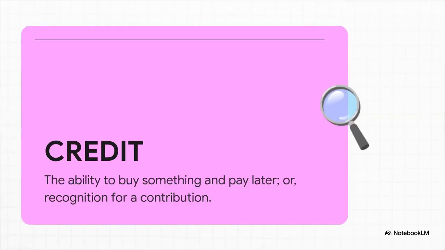Our final word is credit, and it has 2 really common meanings that are important to keep separate. First, there's the financial meaning. Credit is the ability to buy something now and pay for it later. She has a good credit score, so the bank approved her loan. But the second meaning is all about recognition or praise. If you give someone credit, you're saying, hey, you did a great job. The coach gave credit to the entire team for the victory.